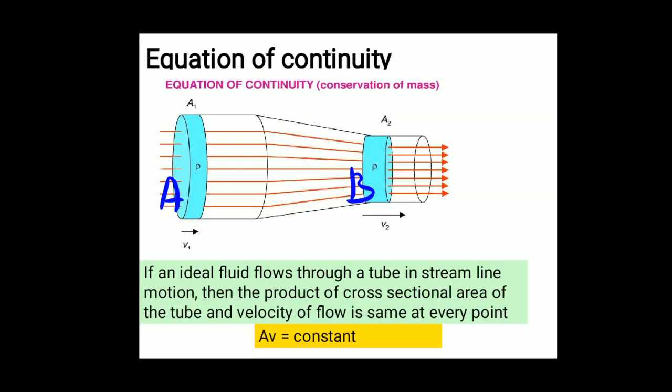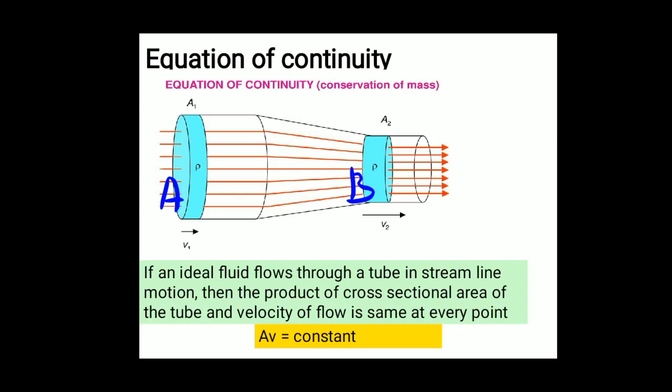The next part of the syllabus is the equation of continuity, or it is also called the conservation of mass. The equation of continuity expresses the law of conservation of mass in fluid dynamics. Now, according to the principle of continuity, if an ideal fluid flows through a tube in a streamline motion, then the product of cross-sectional area of the tube and the velocity of flow is the same at every point. So according to the equation of continuity, A into V is equal to constant, or A1 V1 is equal to A2 V2.